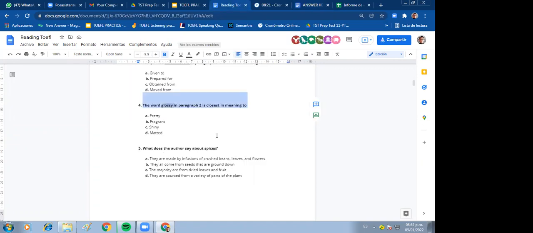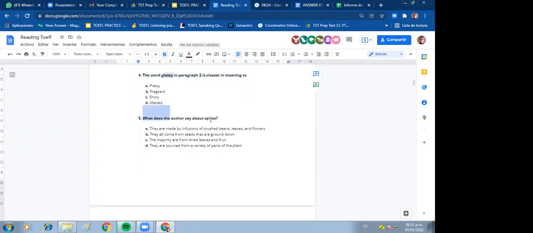Let's move on to question number 5. Madeleine, please, can you help me reading? What does the author say about spices? Okay, what was your answer? My answer was letter D. They are sourced from a variety of parts of the plant. Okay, they are sourced from a variety of parts of the plants. Okay. Jimena Jordan, what was your answer? D. D as well. Okay, thank you.